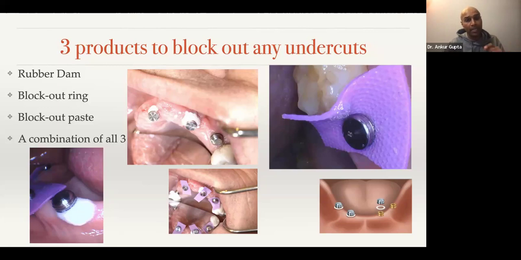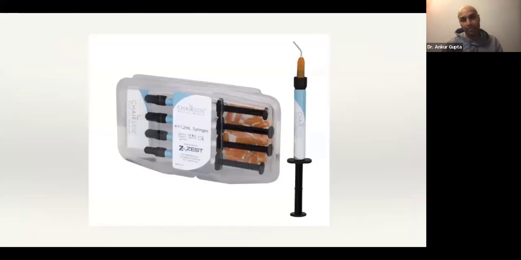You can use a variety of things to block out those undercuts, because the last thing you want to do is lock in hard pickup material around undercuts inside of the patient's mouth. That's a pain that I don't want any of you to have to experience. I've experienced it a couple times. I won't recommend it. Okay.